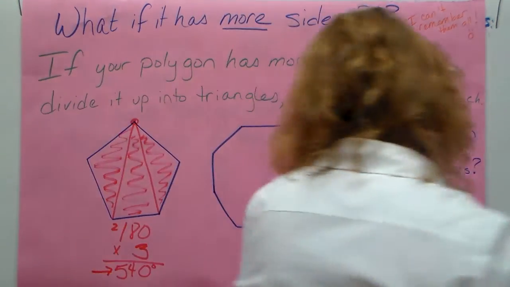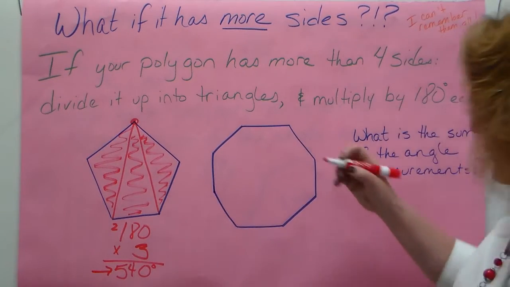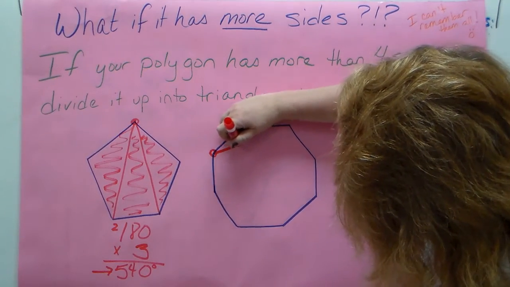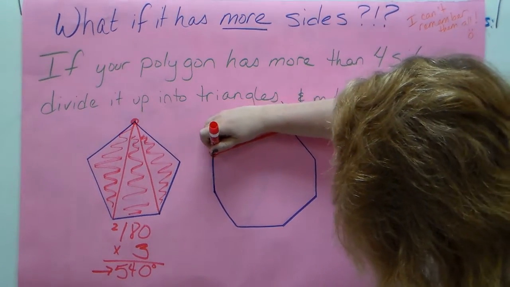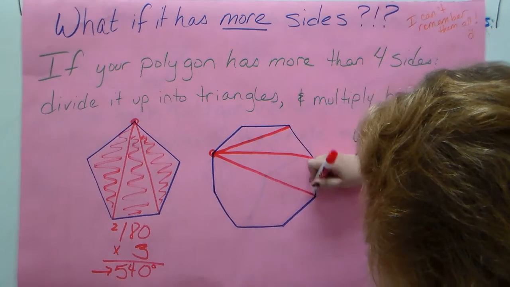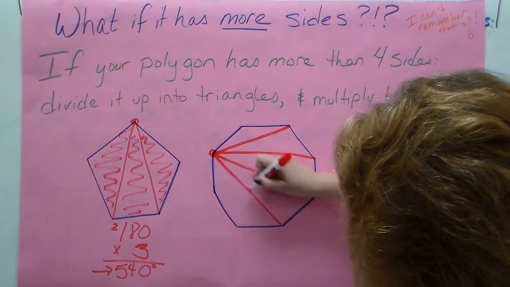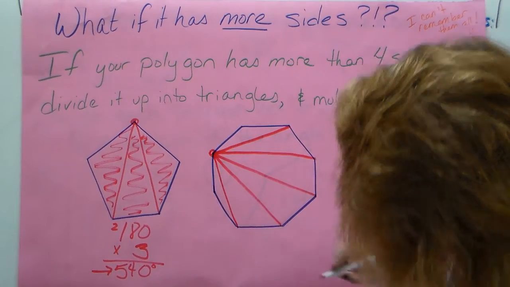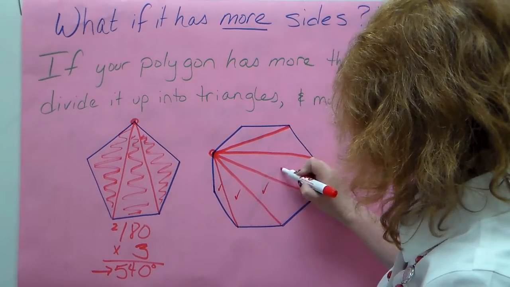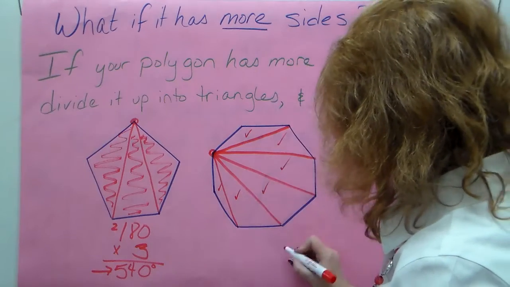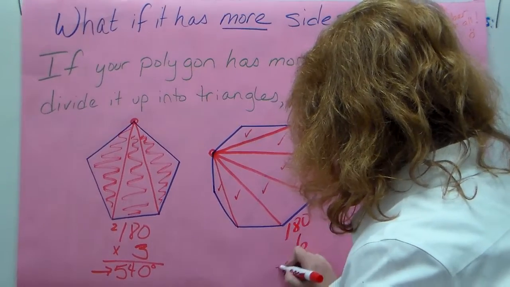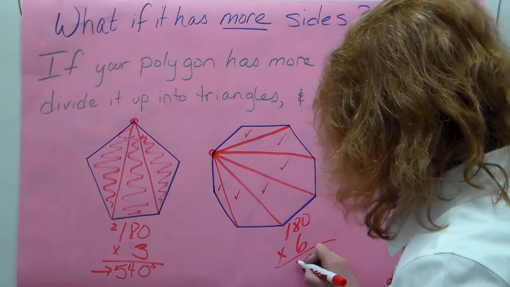This is an octagon. Once again, I'm going to pick one vertex to start from. Can't go to this one. I can go to this one, and this one, and I have to go to all of them from this vertex. And I can't go to that one. And now I have 1, 2, 3, 4, 5, 6. I have 6 triangles. And each triangle has 180 degrees, and I'm going to multiply.